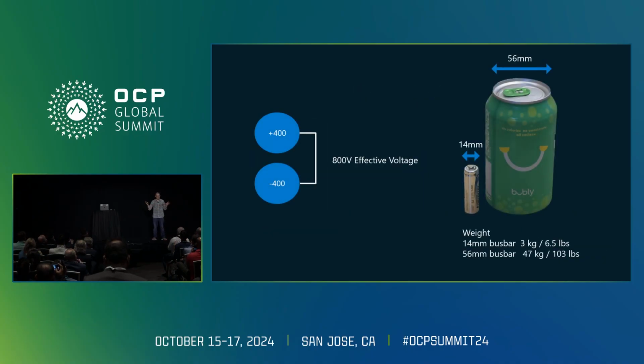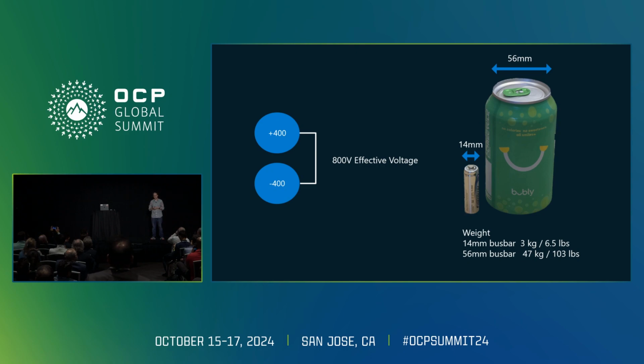So let's put this into perspective. I know it's always hard to think of a measurement in the abstract, but 14 millimeters, that's a AA battery. You know what a AA battery is? That's small. Imagine that going the whole rack. Not that bad. So 3 kilograms, 6.5 pounds. That's actually pretty reasonable. Not a lot of copper.